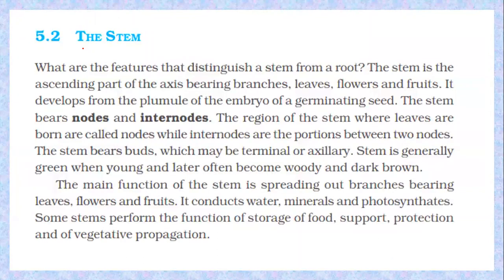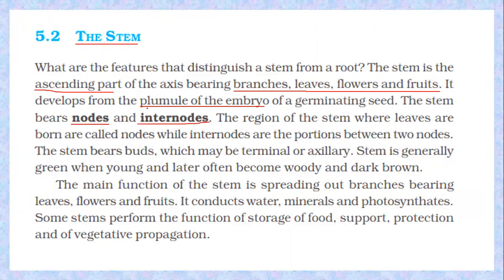Done. The next part of the plant is the stem. What are the features that distinguish a stem from a root? The stem is the ascending part of the axis which bears buds, branches, leaves, flowers, and fruits. It develops from the plumule of the embryo of a germinating seed. A very important statement: the stem bears nodes and internodes.